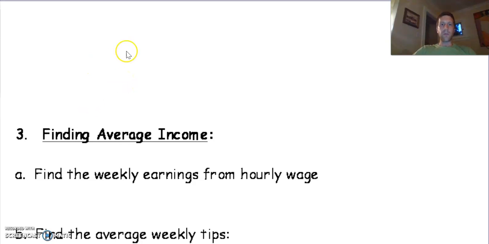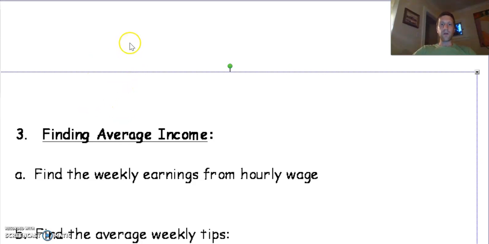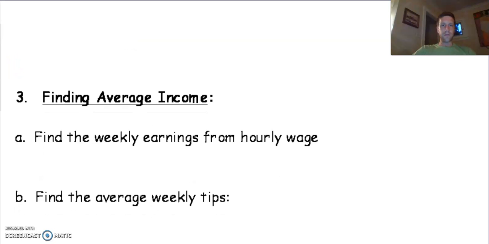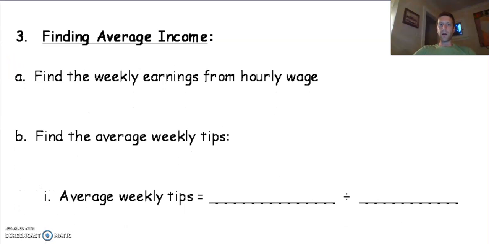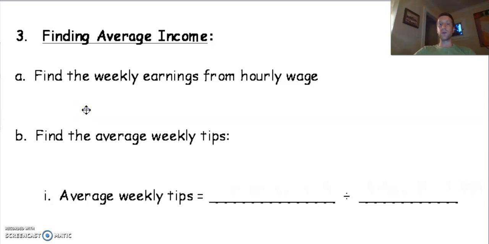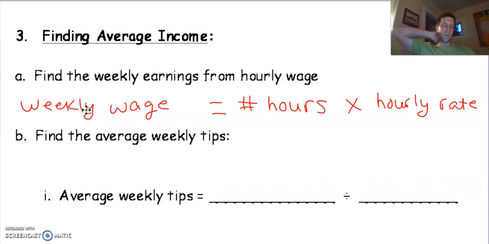Okay, so let's talk about finding your average income. And this is when there's tips involved. So the first thing we want to do, so this is kind of getting away from the unit rate, but back to like our weekly wage. Some jobs will pay you not only the weekly wage, but also tips on top of that. So you're going to find them separately and then add them together.